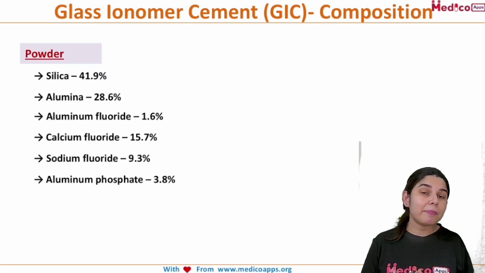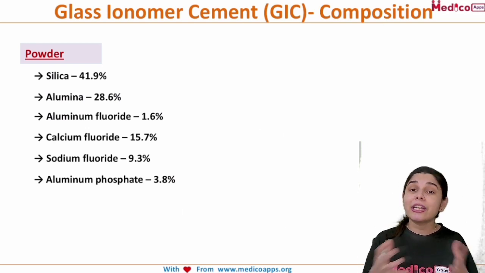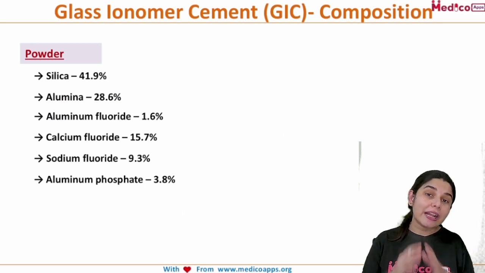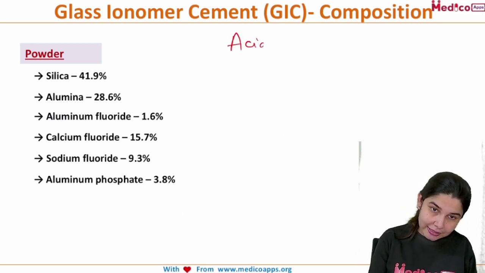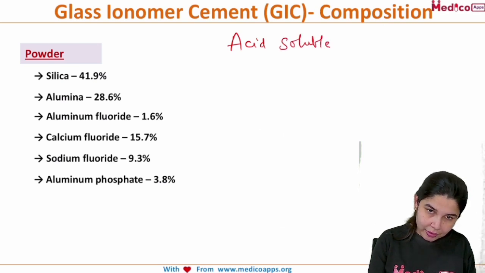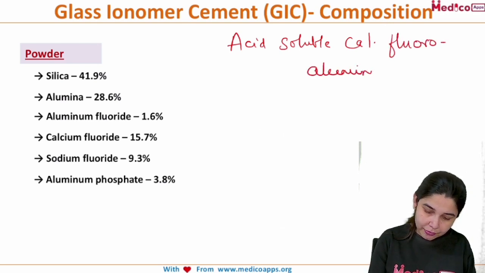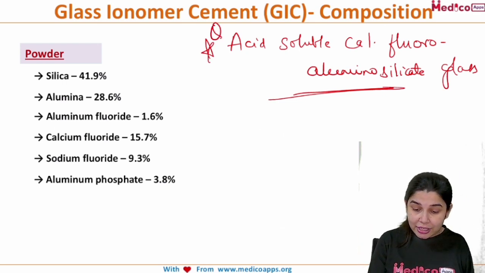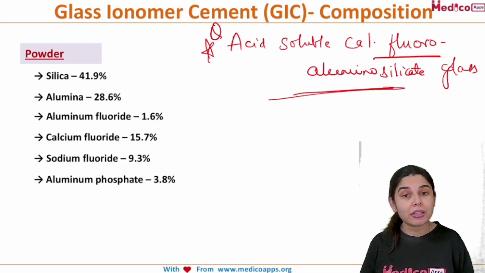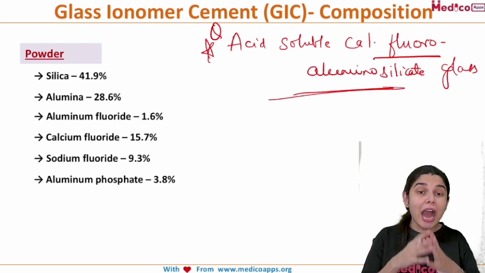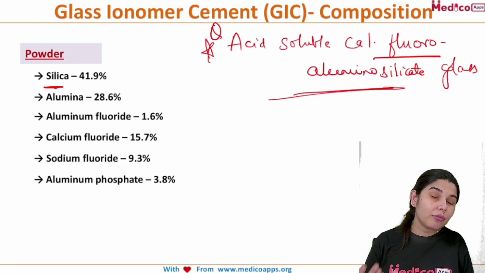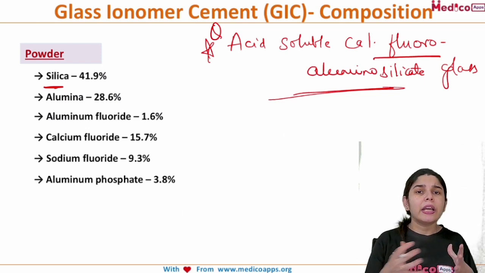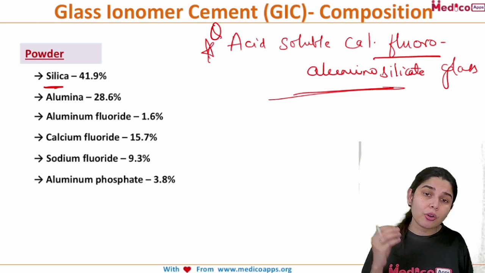But before that, if an examiner asks you what the glass-ionomer cement powder is formed of, what will be your answer? The answer is that it is a powder of acid soluble calcium fluoro aluminum silicate glass. Now the components inside this powder are, firstly, silica. Silica is around 41.9%, or you can remember it as around 42%, as a whole digit.